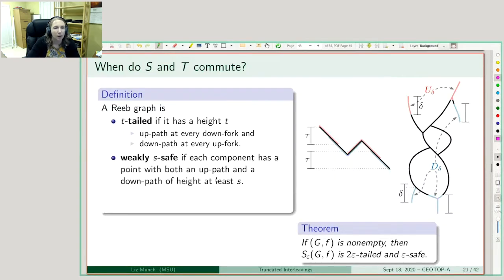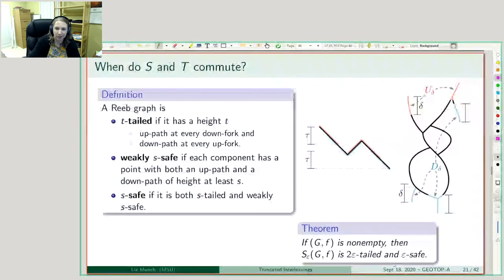All right, so we're going to call this thing weakly S-safe if every component has a point with both an up path and a down path of height at least S. So again, that's trying to get rid of some of these weird zigzaggy issues. Not necessarily all the way to the top and all the way to the bottom, but every component has a point that's big enough, so it isn't going to disappear when I start truncating things. And so we're going to call a Reeb graph S-safe if it has both of these properties.